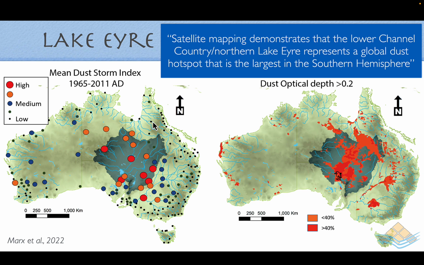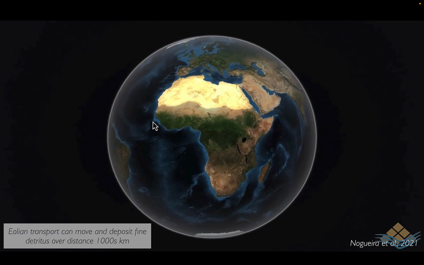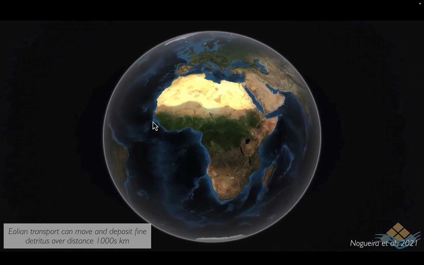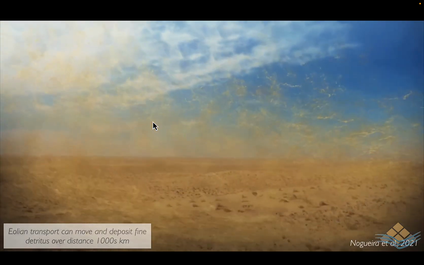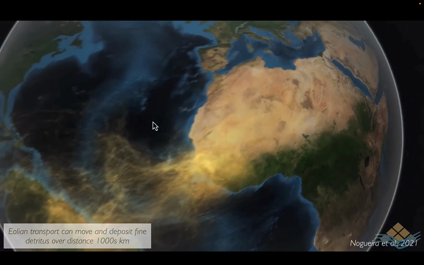Aeolian transport can move detritus over significant distances. In Australia, it's moving it into the Tasman Sea to the southeast. Coming back to the Saharan air layer, it's transporting this fine debris over distances of 1,000 kilometres or more. So we're taking dust up into the atmosphere, and it's circulating.